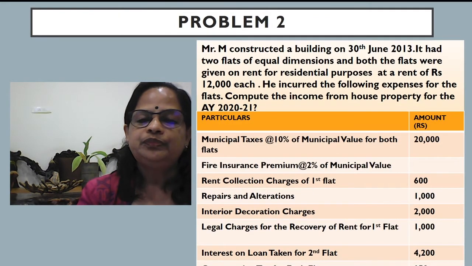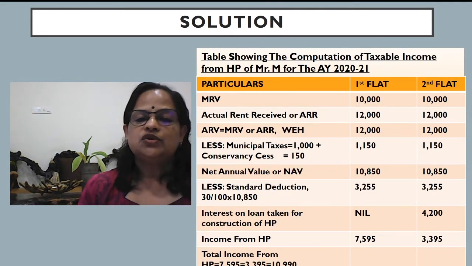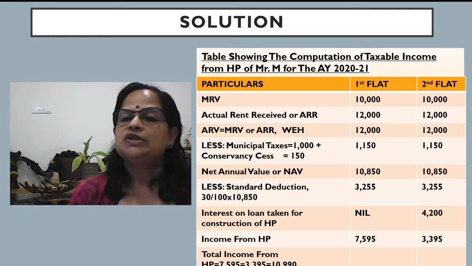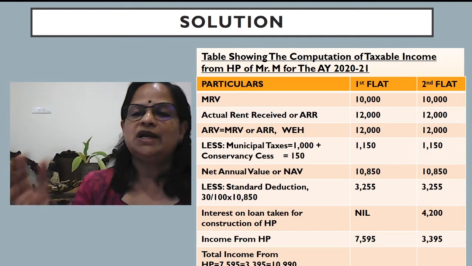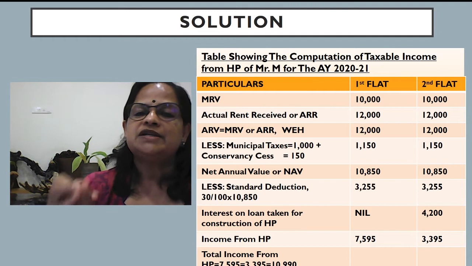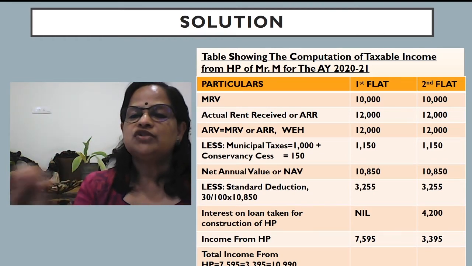Now, conservancy cess is 150 each for each flat. So now here you have to remember, we are going to do the problem. So, a table showing the computation of total income. Both the flats are let out. So municipal rental value is 10,000 each. Actual rent received, or ARR, we are using the short form, is 12,000 each.